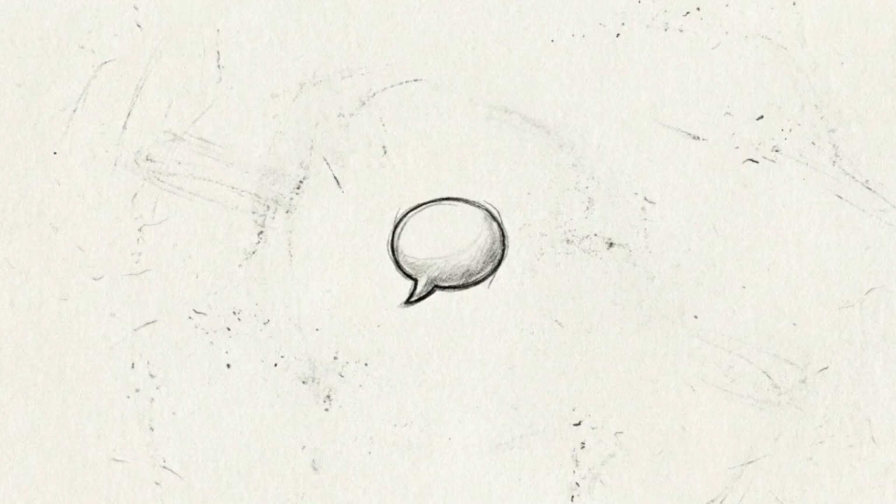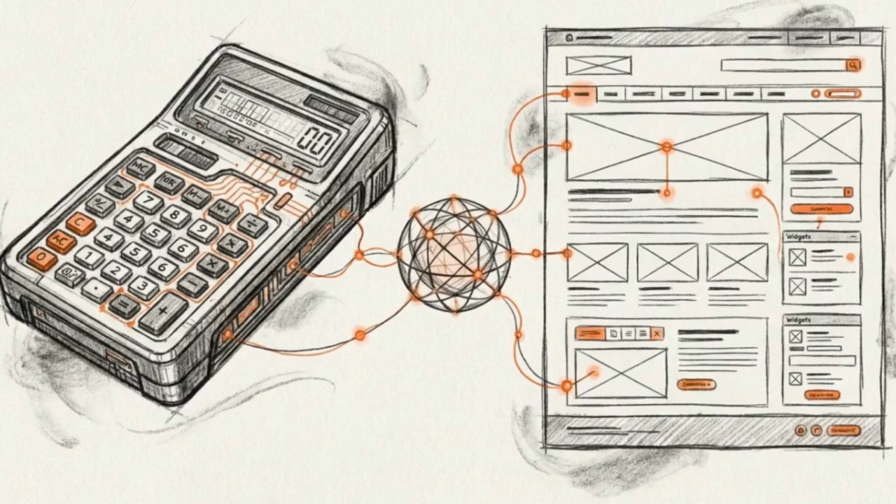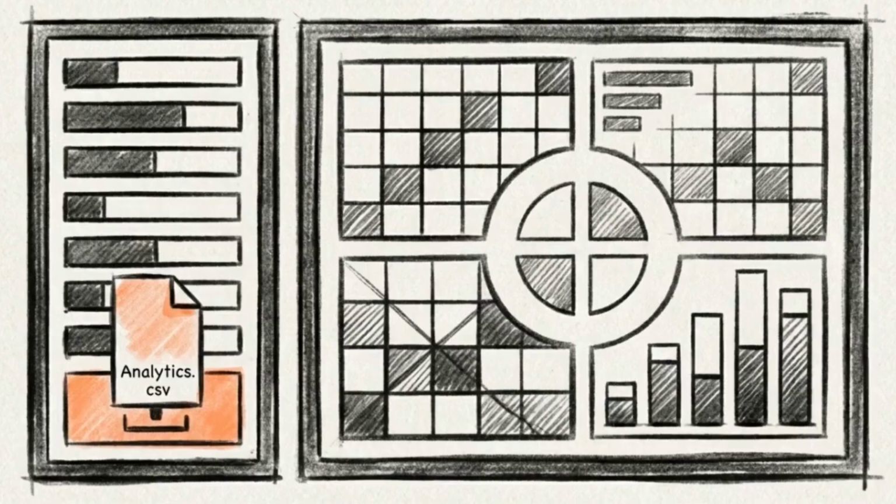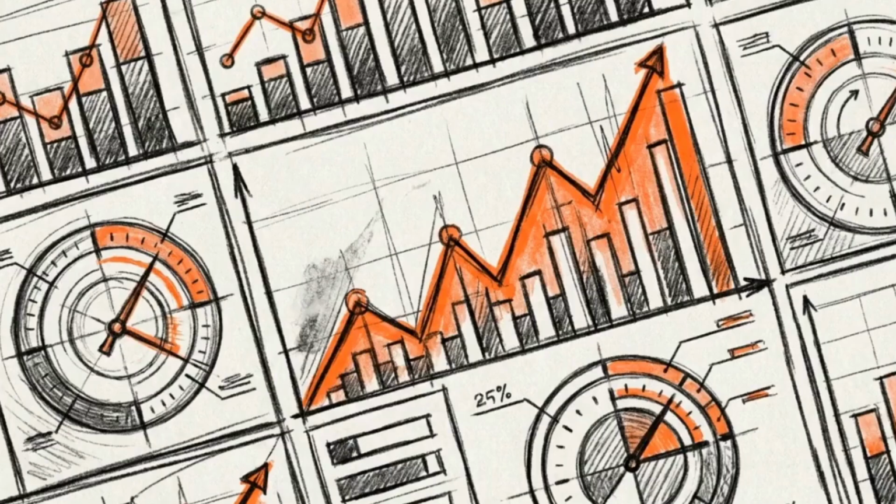Now we move beyond standard text responses. When you ask for something substantial, like a calculator or a web page, the Artifacts feature generates functional, interactive digital assets directly in your browser. This interface shows how Artifacts manage raw data. If you drag a CSV of your analytics into the chat, the system analyzes performance trends and builds a visual dashboard like the one on the right.